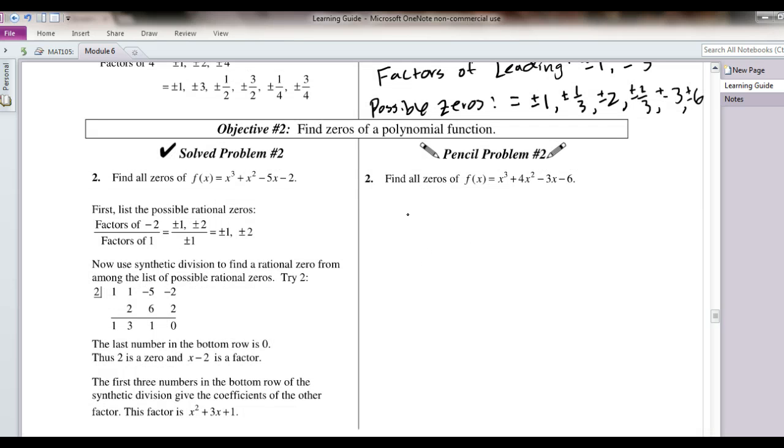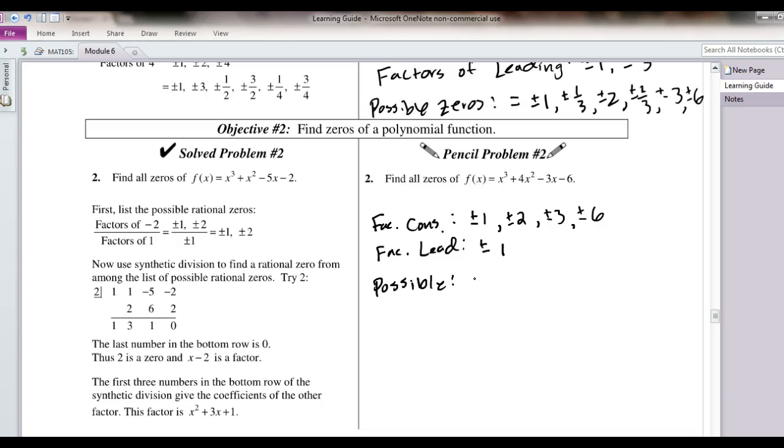So let's go ahead and start with the same thing. We have factors of the constant. That's 6 in this case, or negative 6. So we got plus or minus 1, plus or minus 2, plus or minus 3, plus or minus 6. And then we have the factors of the leading, which in this case is actually only plus or minus 1. So when you make fractions, it's exactly the same because plus or minus 1 on the bottom only leads to the same numbers as the factors of the constant term. Okay, so those are all the possible zeros.